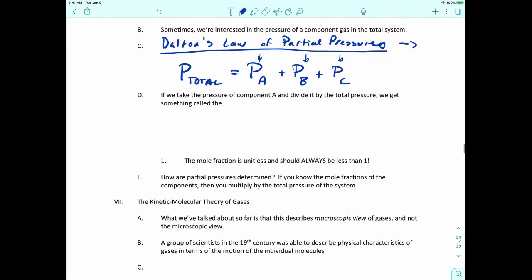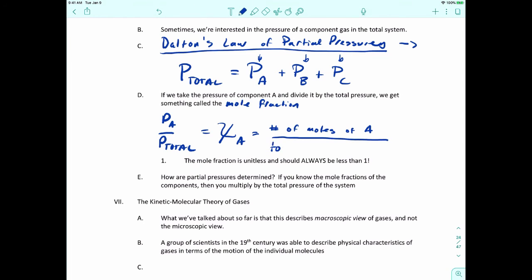Now, if we take the pressure of component A, so if I take gas A and divide it, the pressure of gas A divided by the total pressure, we actually get something called the mole fraction, which we represent with the Greek symbol chi. By definition, the mole fraction is going to be the number of moles of A, of whatever A is, divided by the total number of moles of the system.